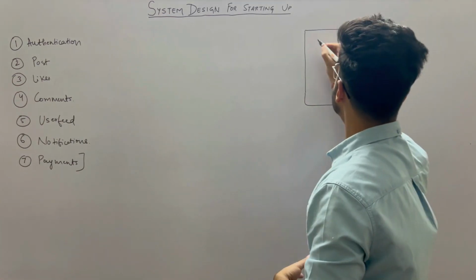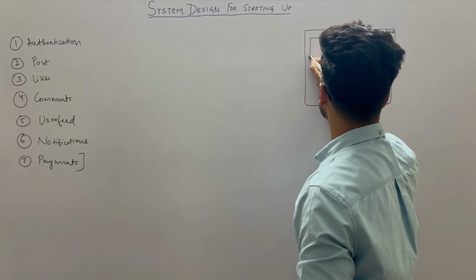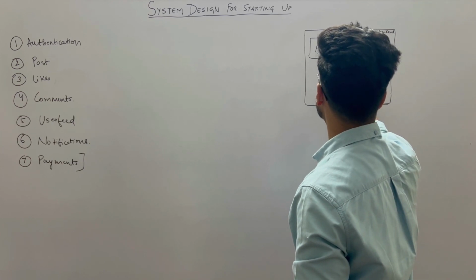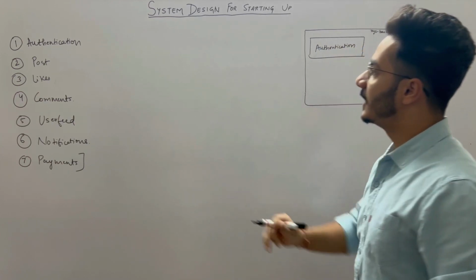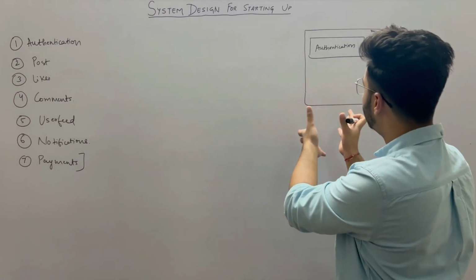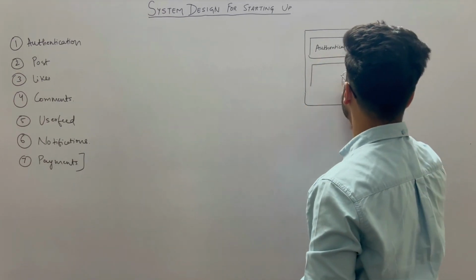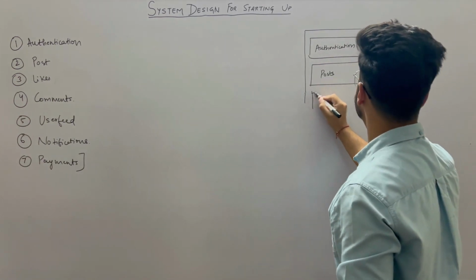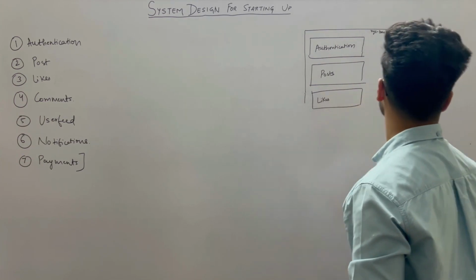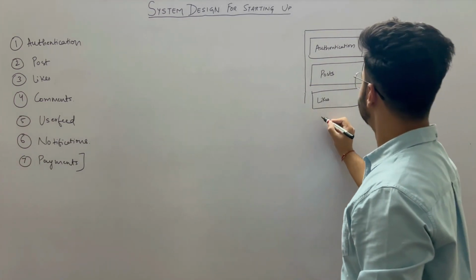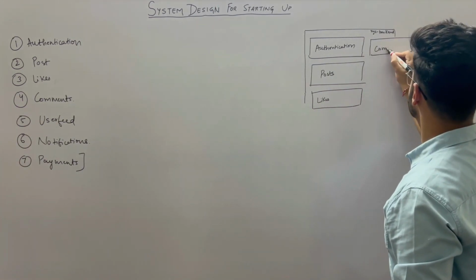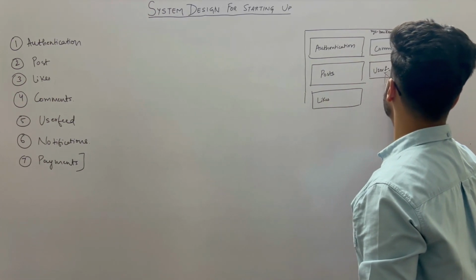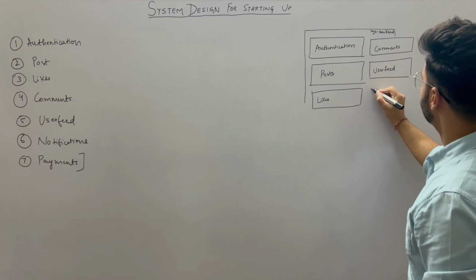So to start with, you started with authentication, and then you will have a different module which will cover post, and then likes, right? And then comments, user feed, notifications.